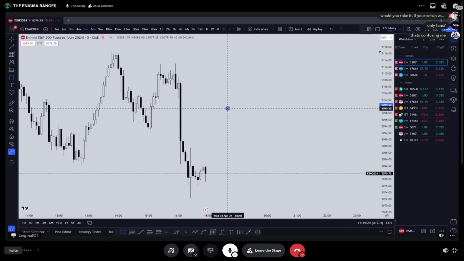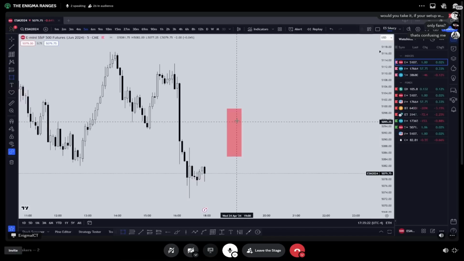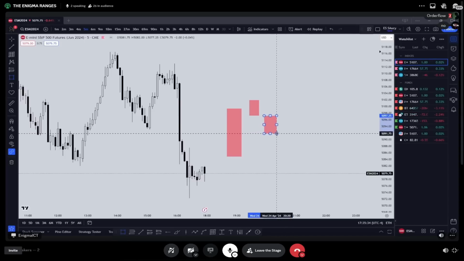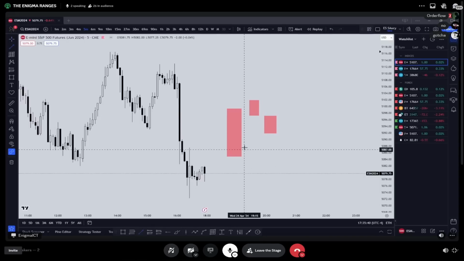What does that mean? So let's say this is the range, right? And if this open lows, it's too low for me. It probably taps equilibrium as well. Why would I enter here? Somewhere here. Always want to enter at the wick of that candle. Would never take entry here.